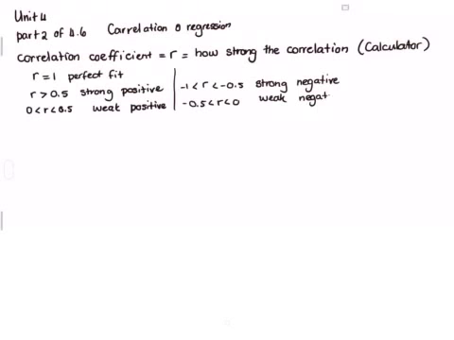If it's around about on the 0.5, you would say moderate, something like that. Right, so take this along with part 1 of 4.6 to see how that scatter plot would match a straight line.